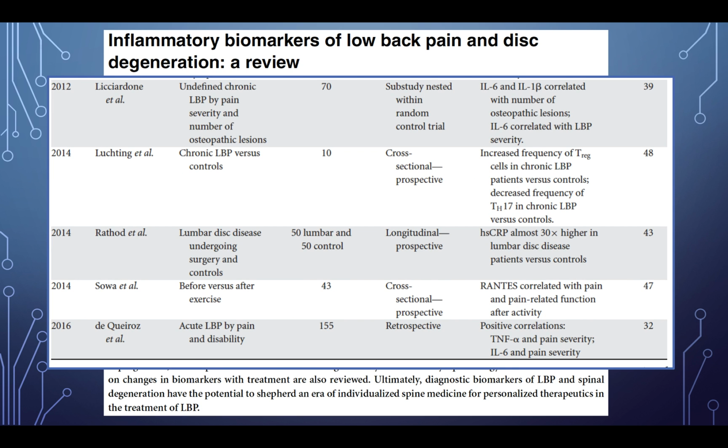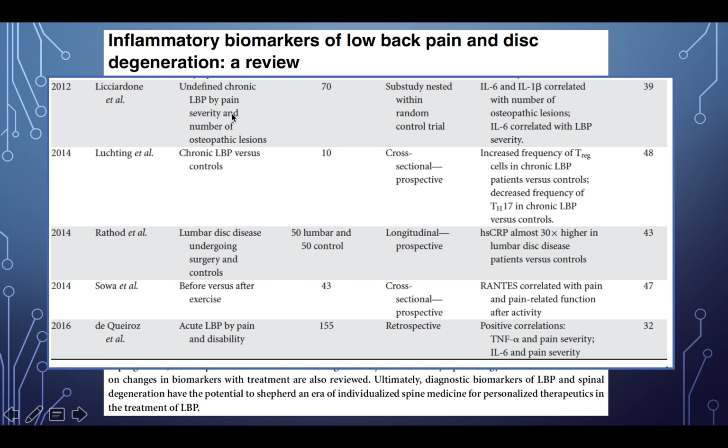This research paper in particular did a review of a couple of different papers. You'll see here in this retrospective study from 2006, the patients studied had acute low back pain, assessed by pain and disability. They found TNF alpha and interleukin 6 to be positively correlated with pain severity. And then here, from 2014, lumbar disc disease undergoing surgery and controls. They had 50 lumbar and 50 control patients, and HSCRP was almost 30 times higher in lumbar disc disease patients versus control. That's pretty significant.